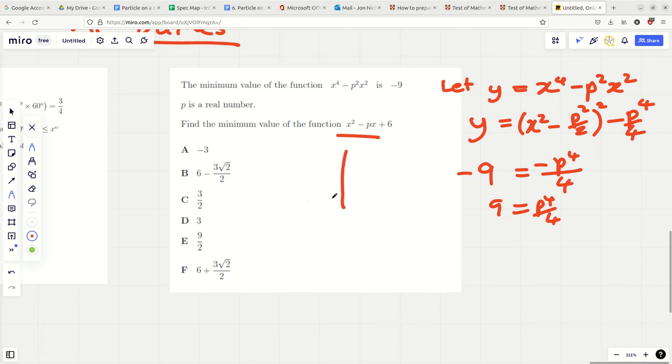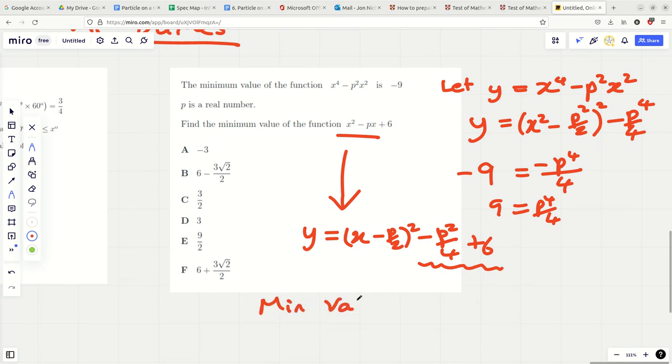But I'm now going to do exactly the same thing here. I'm going to find the minimum value by completing the square. So x minus p over 2 squared. And then I get minus p squared over 4 this time, plus 6. Now, naturally, I don't care about what x value minimizes this. I mean, it's p over 2, but that's not what it's asking for. It's asking for the minimum value, which will, of course, be this little bit on the end. So the min value is minus p squared over 4 plus 6.